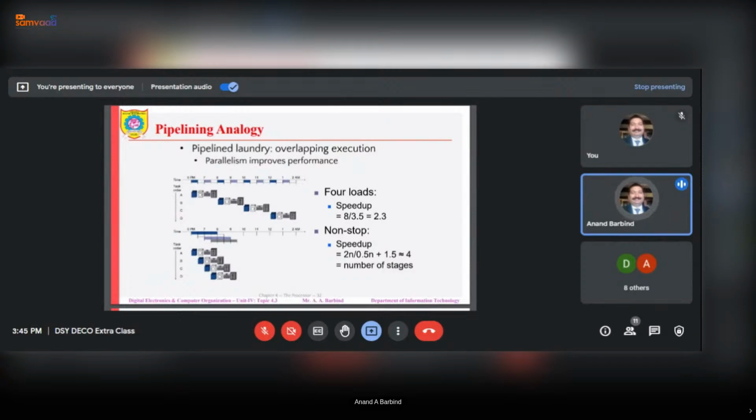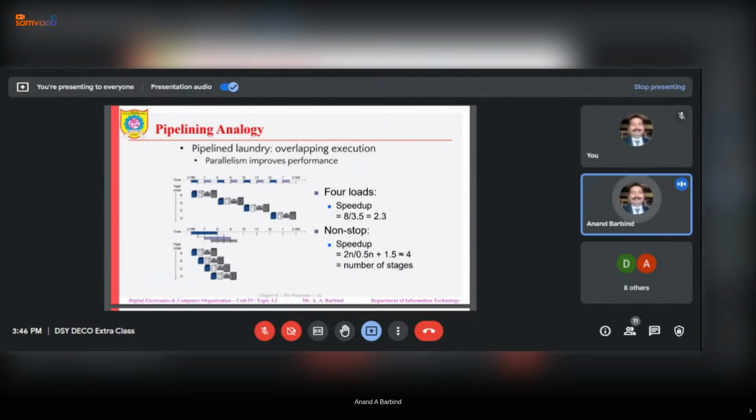So let us say for each of the process, it may take half an hour. So the first phase is washing the clothes with the detergent. The second phase is drying with the dryer. The third phase is to iron, to press those particular clothes. And the next phase is to store or keep those clothes at their proper place, or deliver them to the proper place. So like this, four phases are involved.